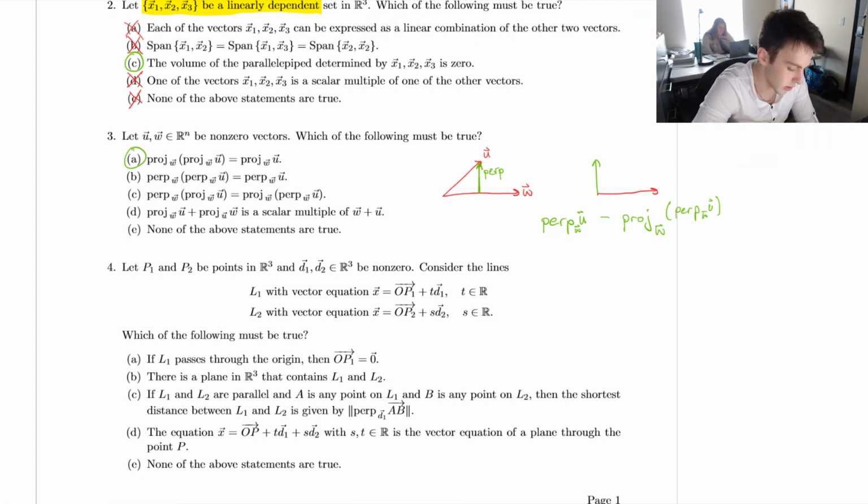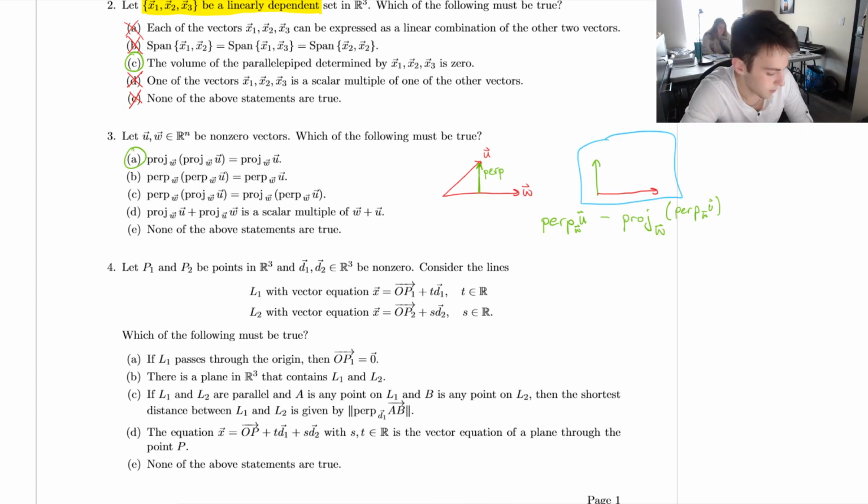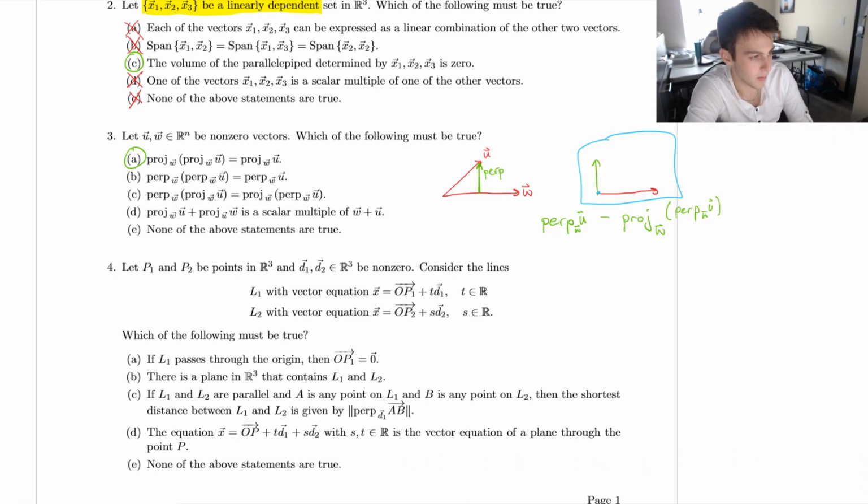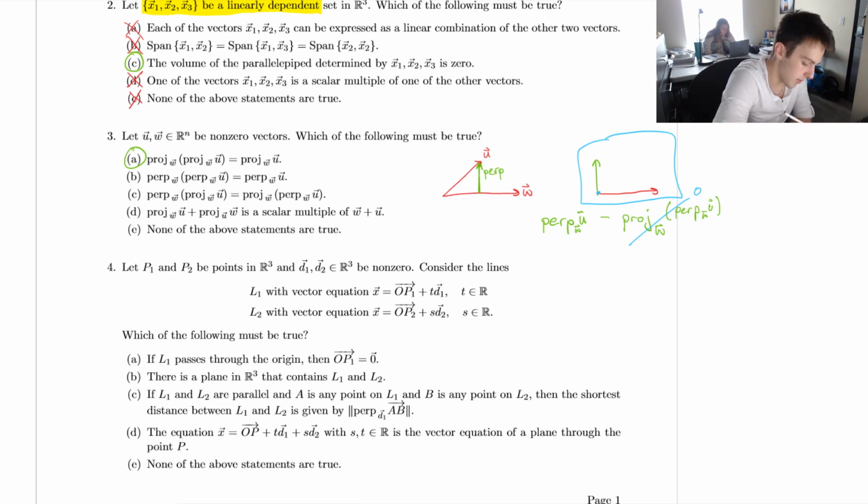So let's just think here. And we've kind of visualized this on this right-hand diagram. And the projection of this green arrow onto the red arrow, that would be 0, right? Because since it's perpendicular to it, that would take this entire section to 0, which means that we'd just be left with the perp of U on W, and that's equal to the right-hand side, which means that B is also true.